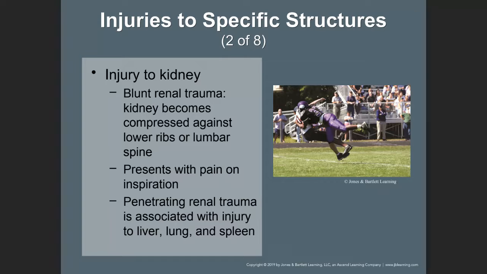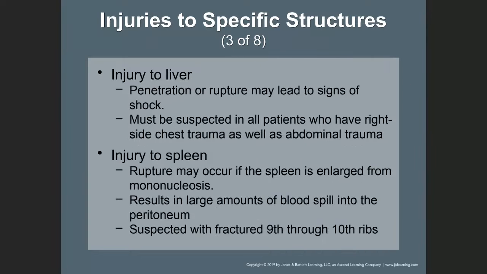Injuries to specific structures. Injury to the kidney: blunt renal trauma. The kidney becomes compressed against the lower ribs or lumbar spine. It presents with pain on inspiration. Penetrating renal trauma is associated with injury to the liver, lung, and spleen. Injury to the liver: penetration or rupture may lead to signs of shock because it's a vascular organ.